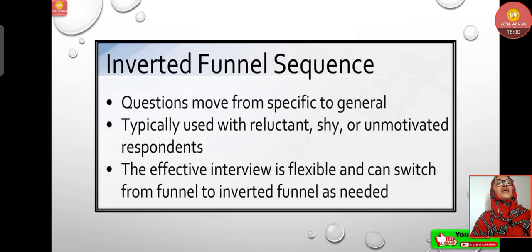Now the inverted funnel question: questions move from specific to general, going down the cone here. It is typically used with reluctant, shy or unmotivated respondents. The effective interview is flexible and can switch from funnel to inverted funnel as needed. It's not mandatory that we have to follow one only. According to the situation and the interviewee, it can be changed.